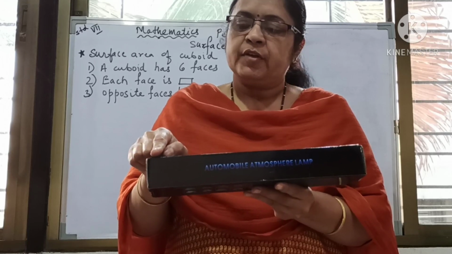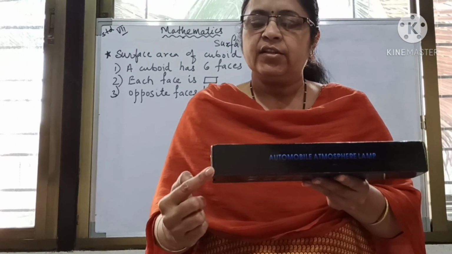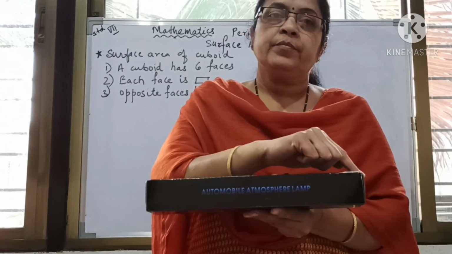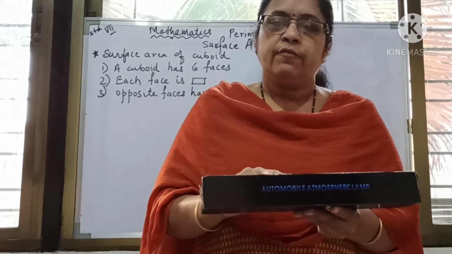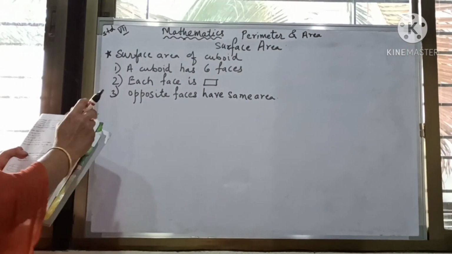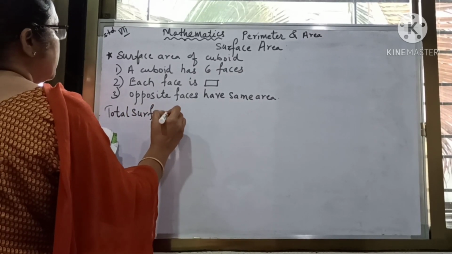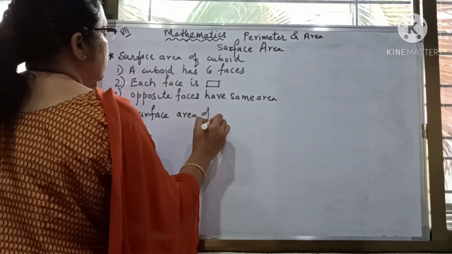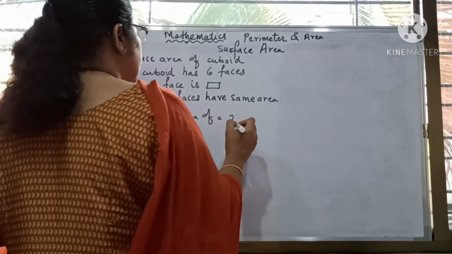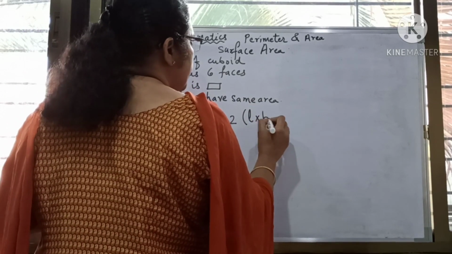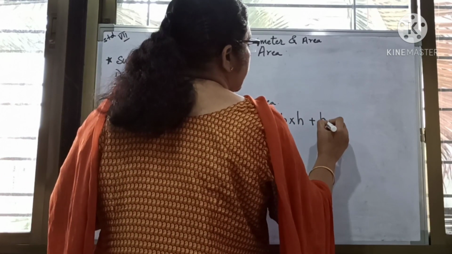Now let the length be L, the height be H, and the breadth be B. So with this length and these sides, we will see the formula for the total surface area of a cuboid, which is equal to 2 into (length into breadth plus breadth into height plus height into length).